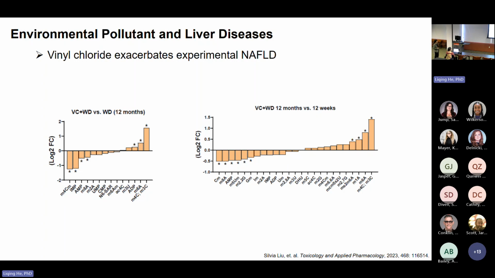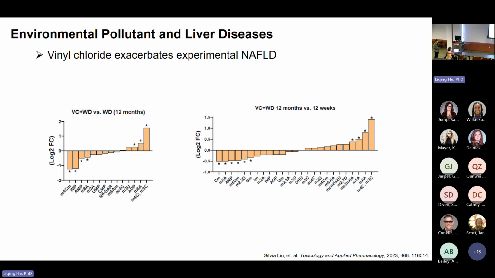We also extracted the total RNA and digested it to nucleosides. We found that at 12 months, VC alone can induce RNA modification changes. And if we compare 12 weeks of VC treatment with 12 months, we found more modification changes.